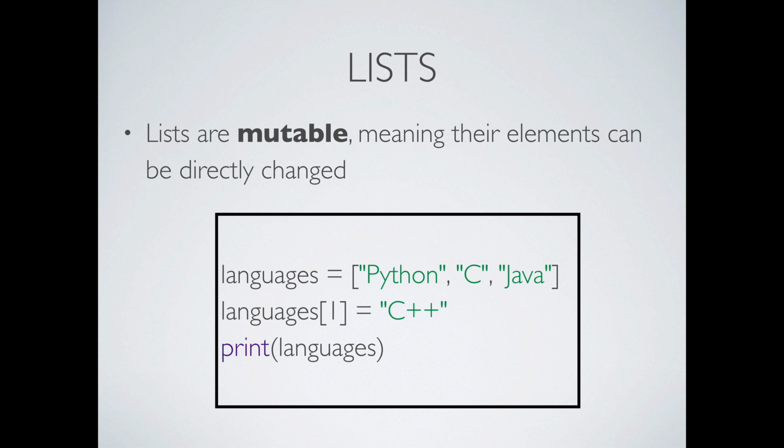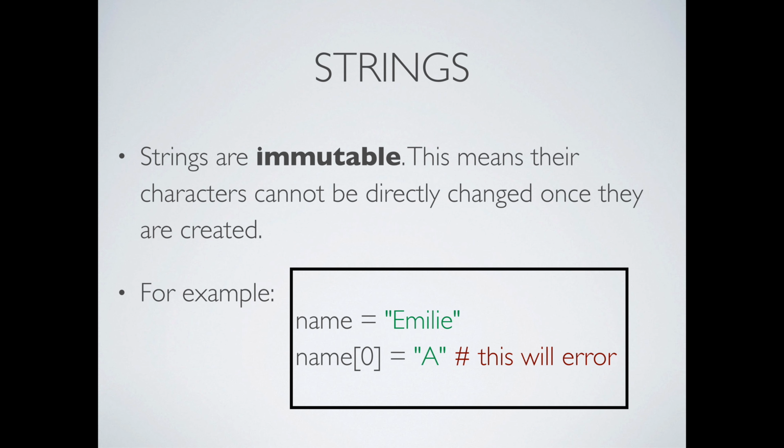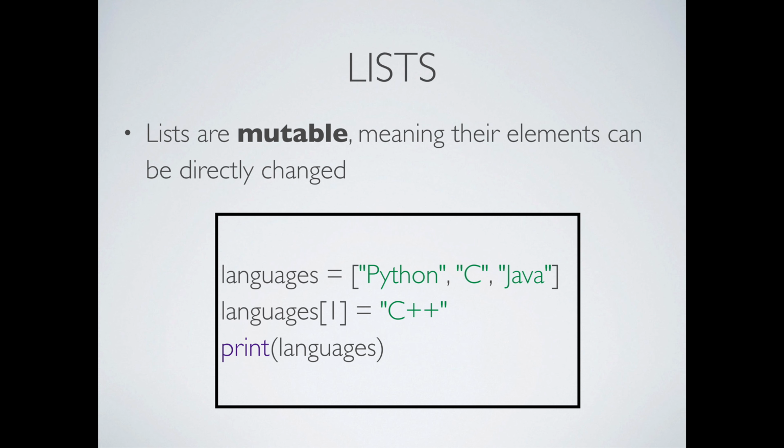Now again, we are allowed to do this because lists are mutable. And again, you cannot do something like this, directly change an element, if it's a string. Reason being, strings are immutable. So again, strings are immutable, can't directly change elements, can't directly change the characters. Lists, on the other hand, are mutable, which means you can directly change the different elements within the list.